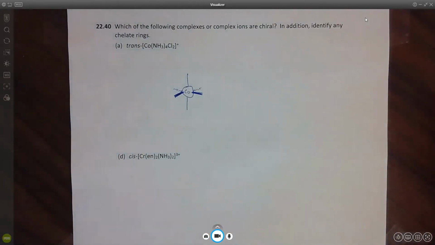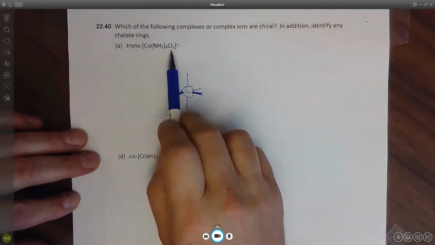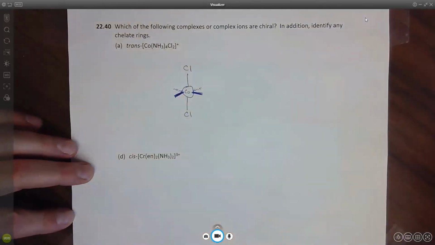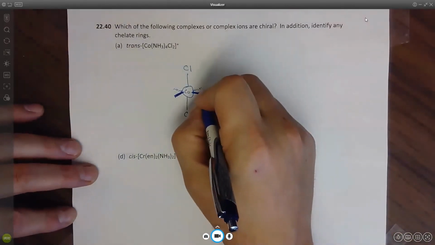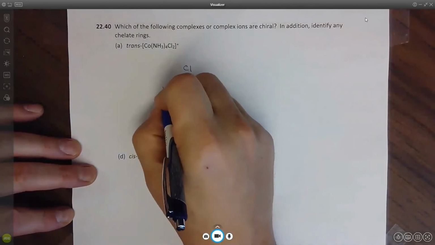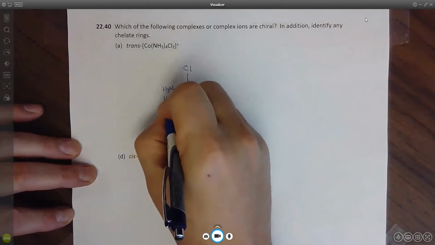Now it's trans. Now remember that for trans, they are on opposite sides. So we have just 2. Those are the ones we're going to focus on. They're going to be on opposite sides, so we'll put one here and we'll put one here. Then the other is going to go here, the other is going to go here, and then the other ammonia over here and the other ammonia over here.